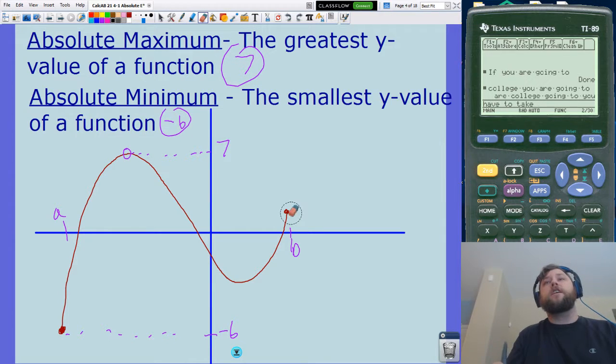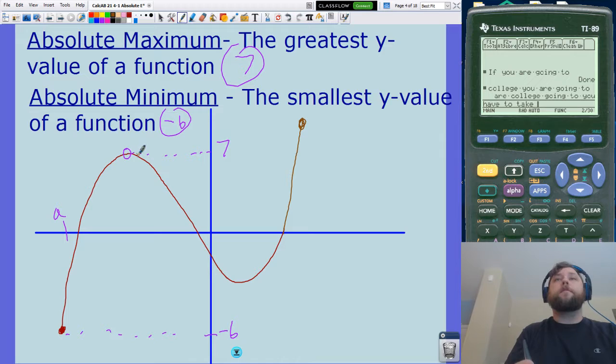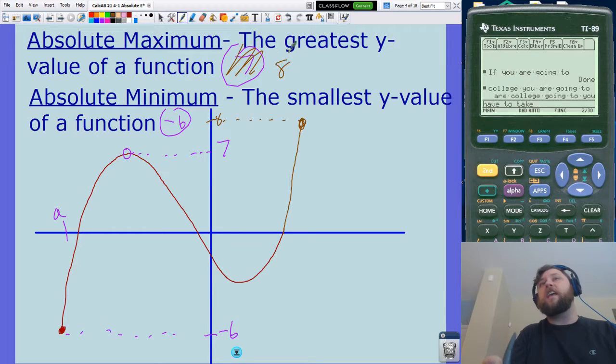Now, what if I change this function slightly, and it just kept going like this? Well, now my absolute maximum is no longer 7. Let's say it's 8. So now it's no longer 7, it's 8. So you have to check a few things when you're looking for absolute max and min. We have these hills going on here. That's absolute max and min.